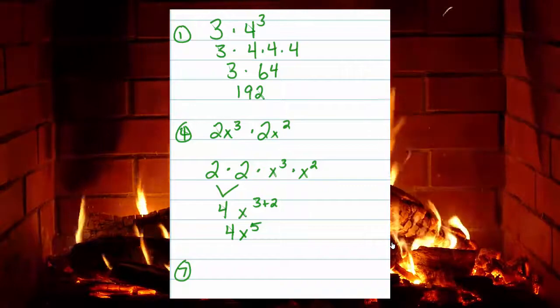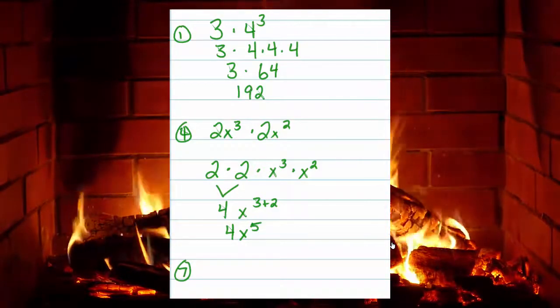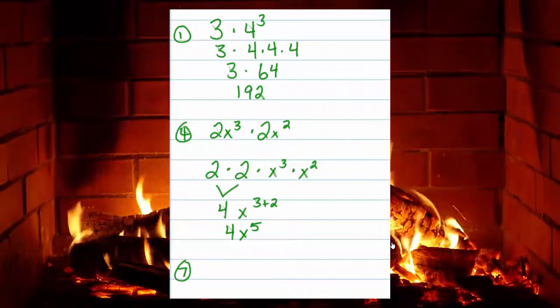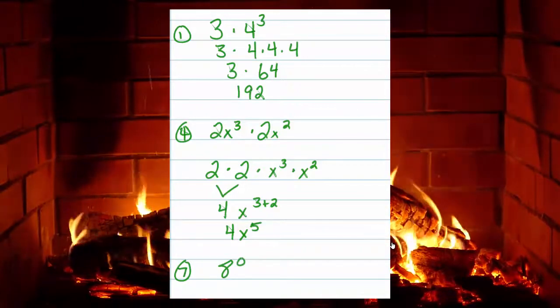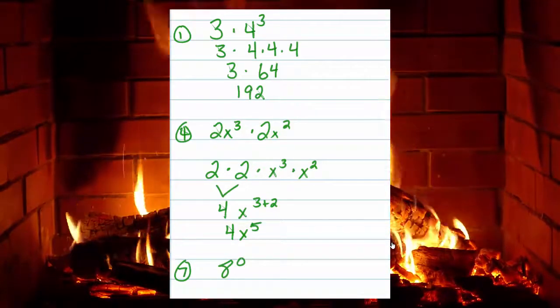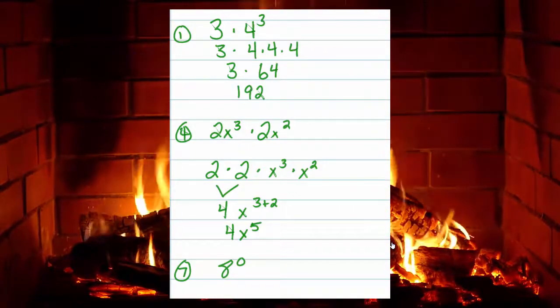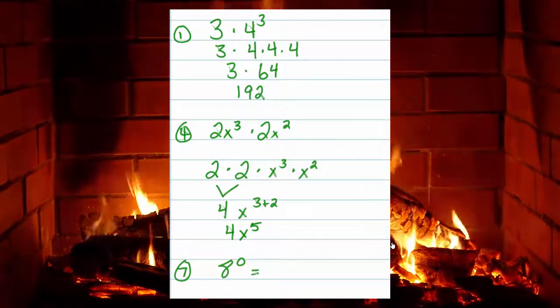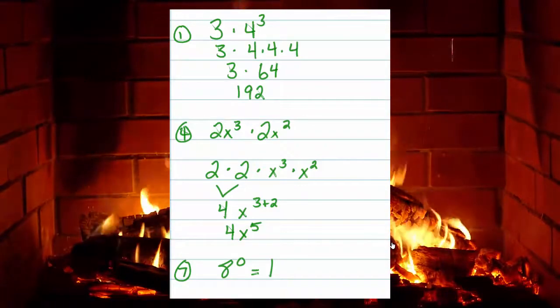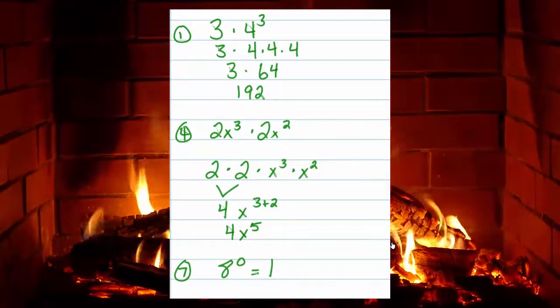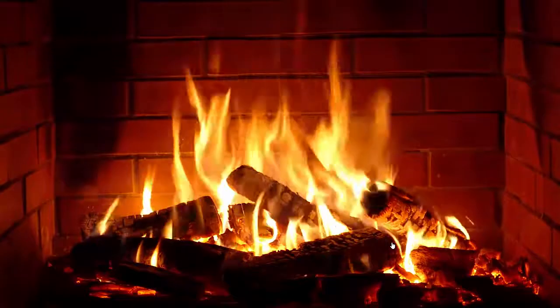Let's look at number 7. Number 7 is 8 to the 0th power. Now we discussed in class and we proved in class how anything to the 0th power is equal to 1. So that was a really quick, really easy problem.